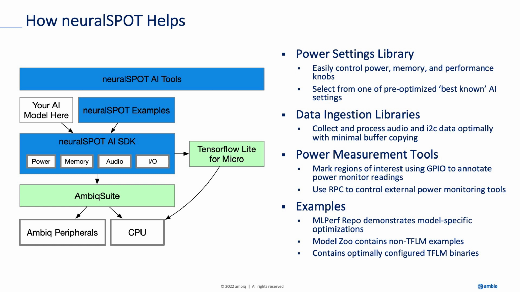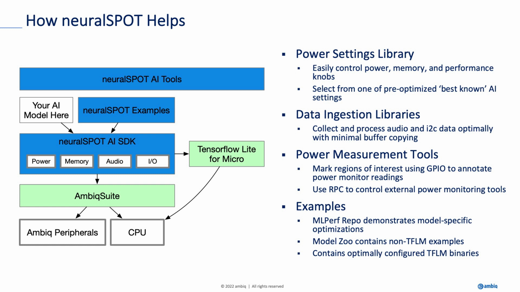For power specifically, for power optimization, which is what we're talking about today, there's a power settings library. The power settings library is an easy way for you to abstract Apollo 4 Plus's many power setting knobs into a global power setting mode. You can customize that yourself by setting up a struct and passing it to our power library, or you can use one of our pre-optimized settings.